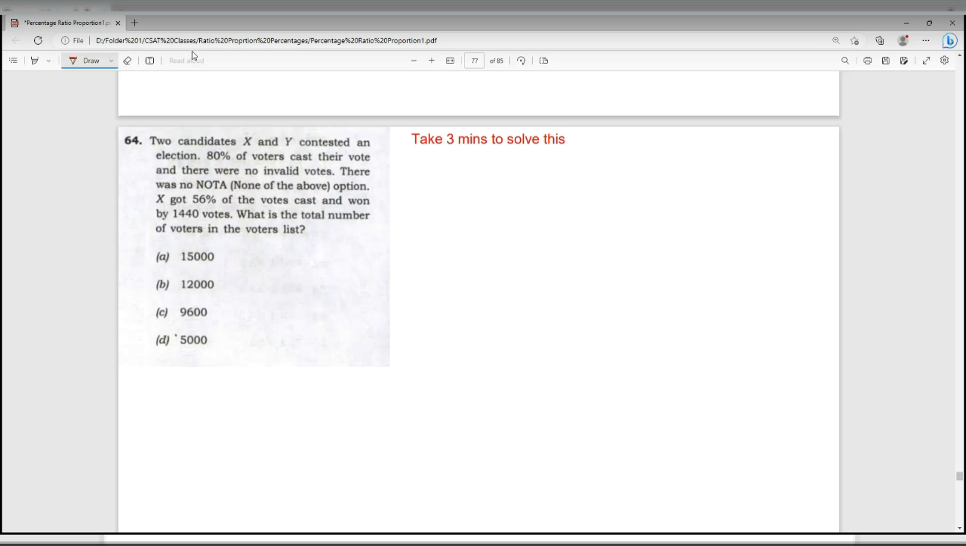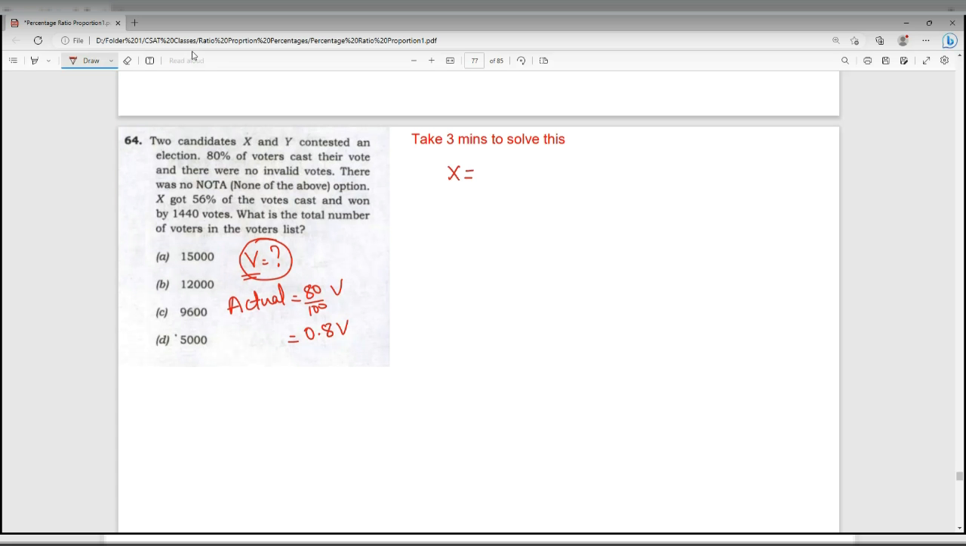So let the total number of voters be V, and they are saying the number of actual voters who voted was 80% of V. So actually only 80% voted, so 0.8 V voted, but we now have to calculate V, not 80% of the voters. We have to calculate V here. And what they're saying is X got 56% votes and won by 1440 votes. So how many votes has X got? Let that be X here.